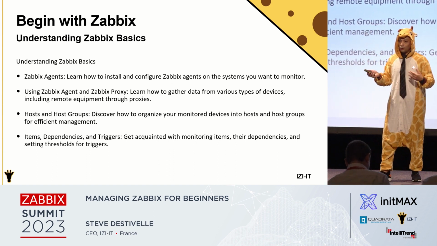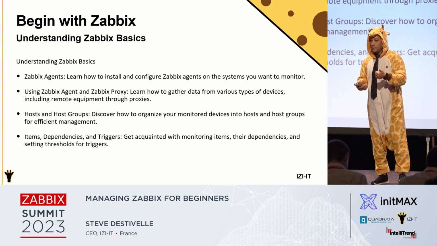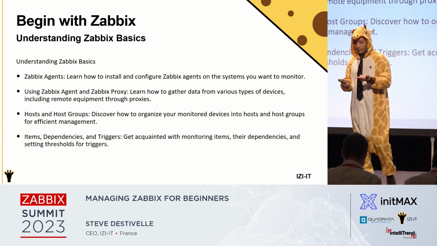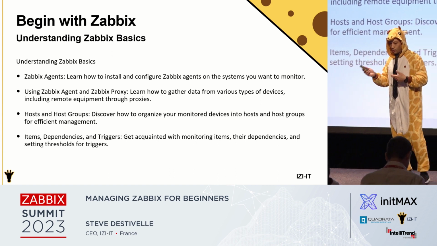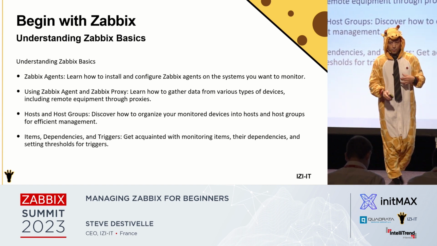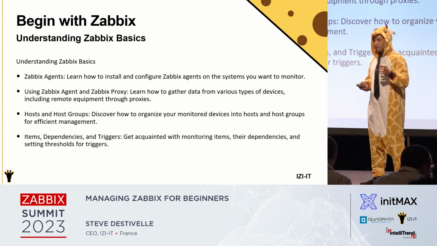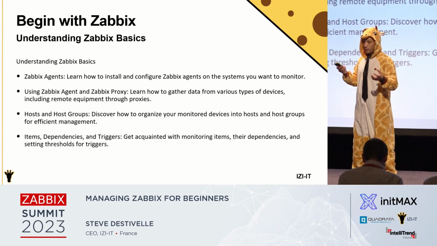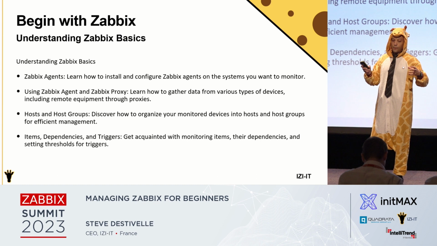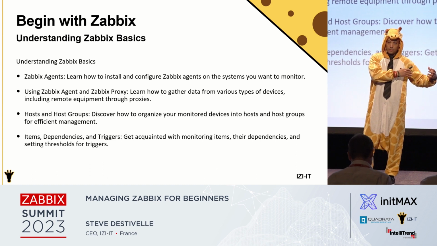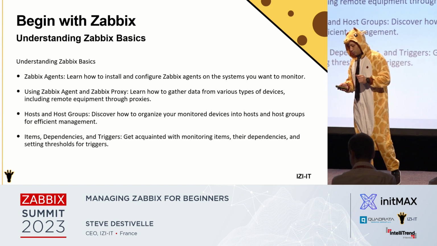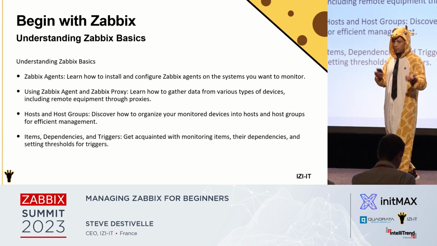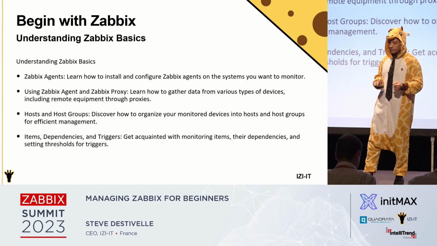Zabbix agent and Zabbix proxy: you have to learn how they work to retrieve the data, because the proxy is also capable of collecting data from, for example, SNMP devices. So you need to use Zabbix proxy to collect this data. And also if you have a distributed environment, to collect from agents far away from your Zabbix server, for example, to avoid latency on the network and so on, okay?